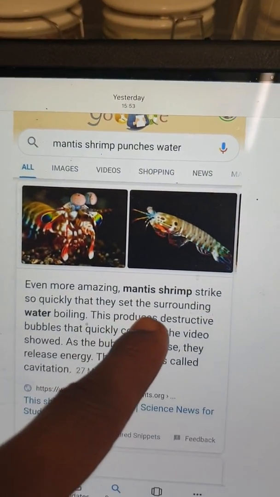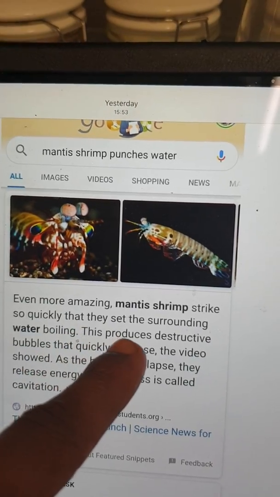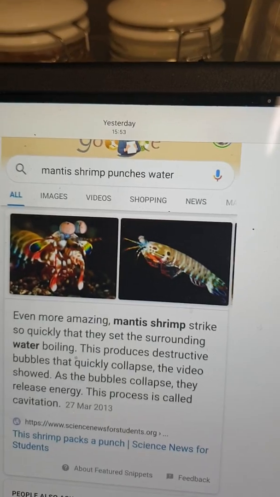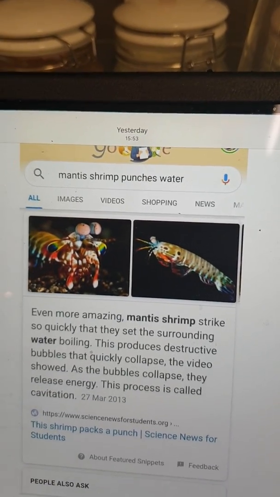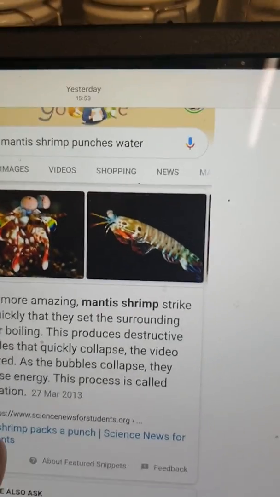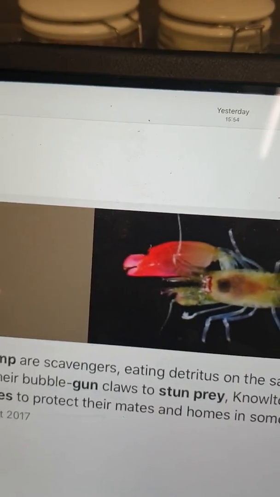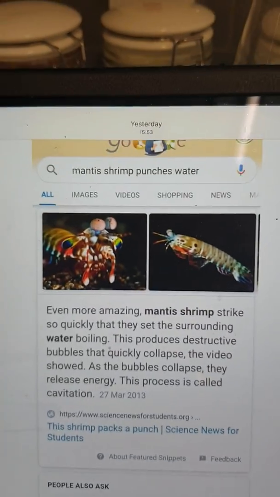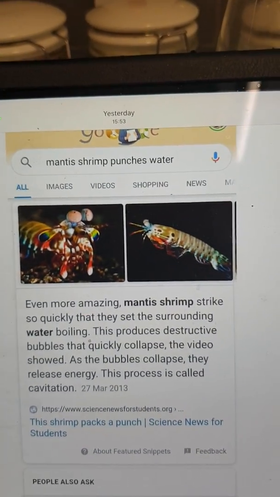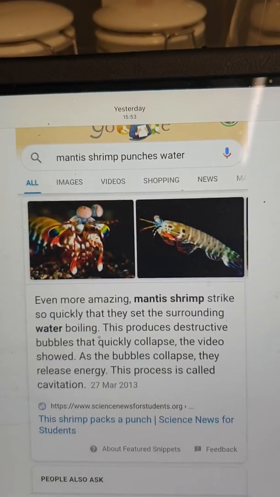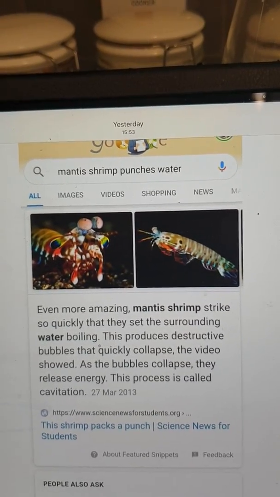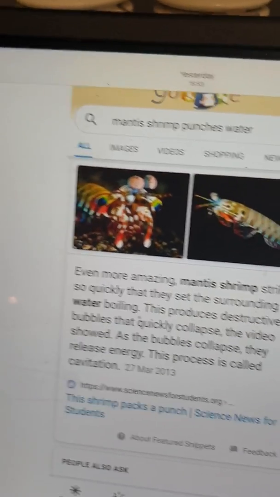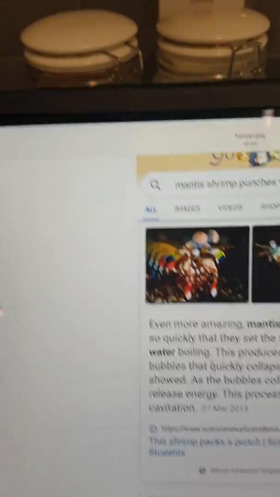Even more amazing, the mantis shrimp strike so quickly that they send surrounding water boiling. This produces destructive bubbles, because they push out a bubble. As the bubbles collapse, they release energy. They do the cavitation. This one does the same as well, the pistol shrimp. See, nature's amazing. They're using a superior force. Probably that would be an electrostatic discharge coming from a dielectric pulse that enables them to do that at the same time as well, which I find to be absolutely amazing.